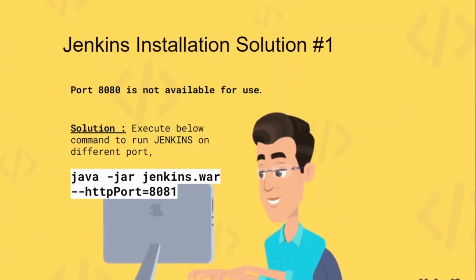In order to solve this, we just have to change the installation port of Jenkins. For that, we have the command java -jar jenkins.war, which we used in the previous lecture to install Jenkins, and we have to pass the parameter httpPort equal to 8081 or any different port where you want to install. Let's see this in action.